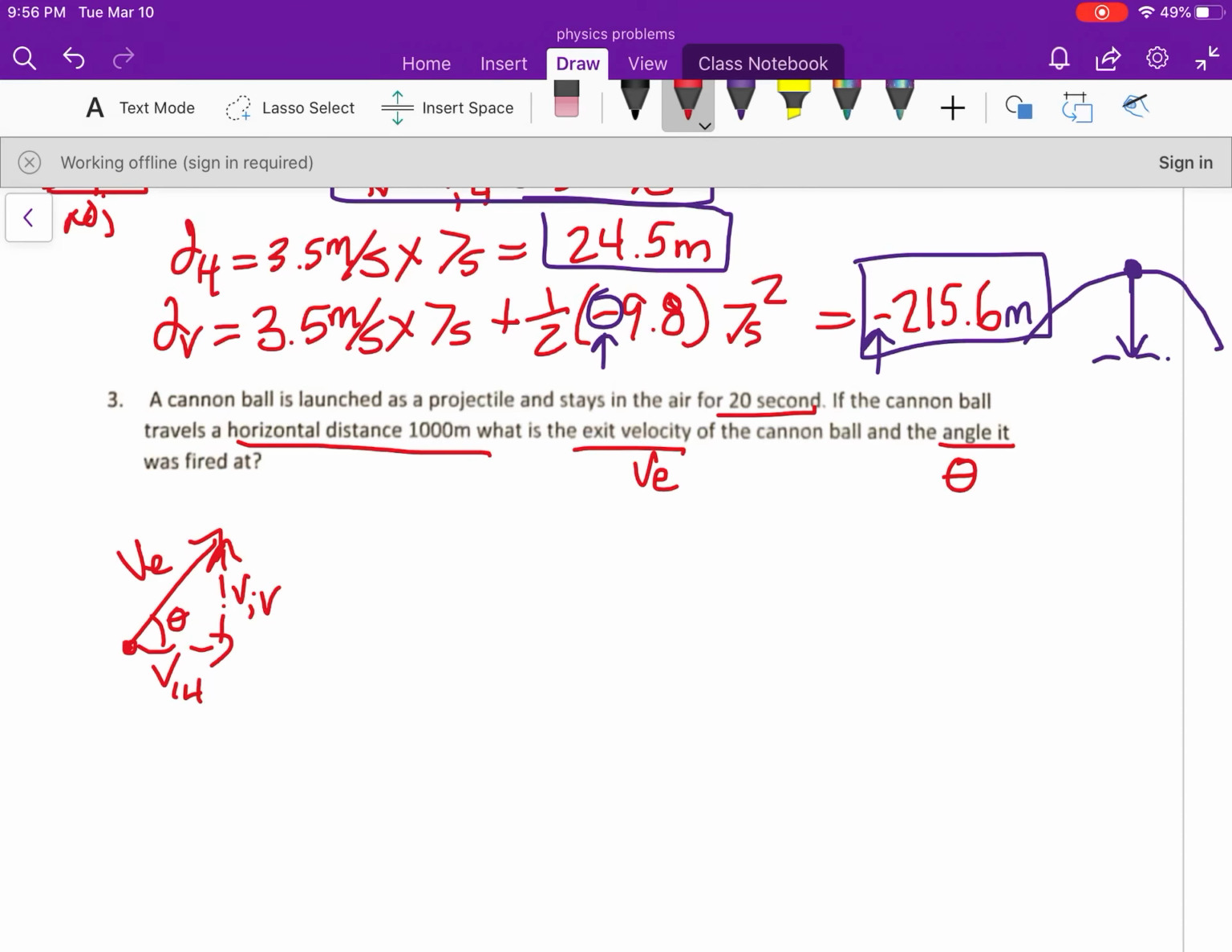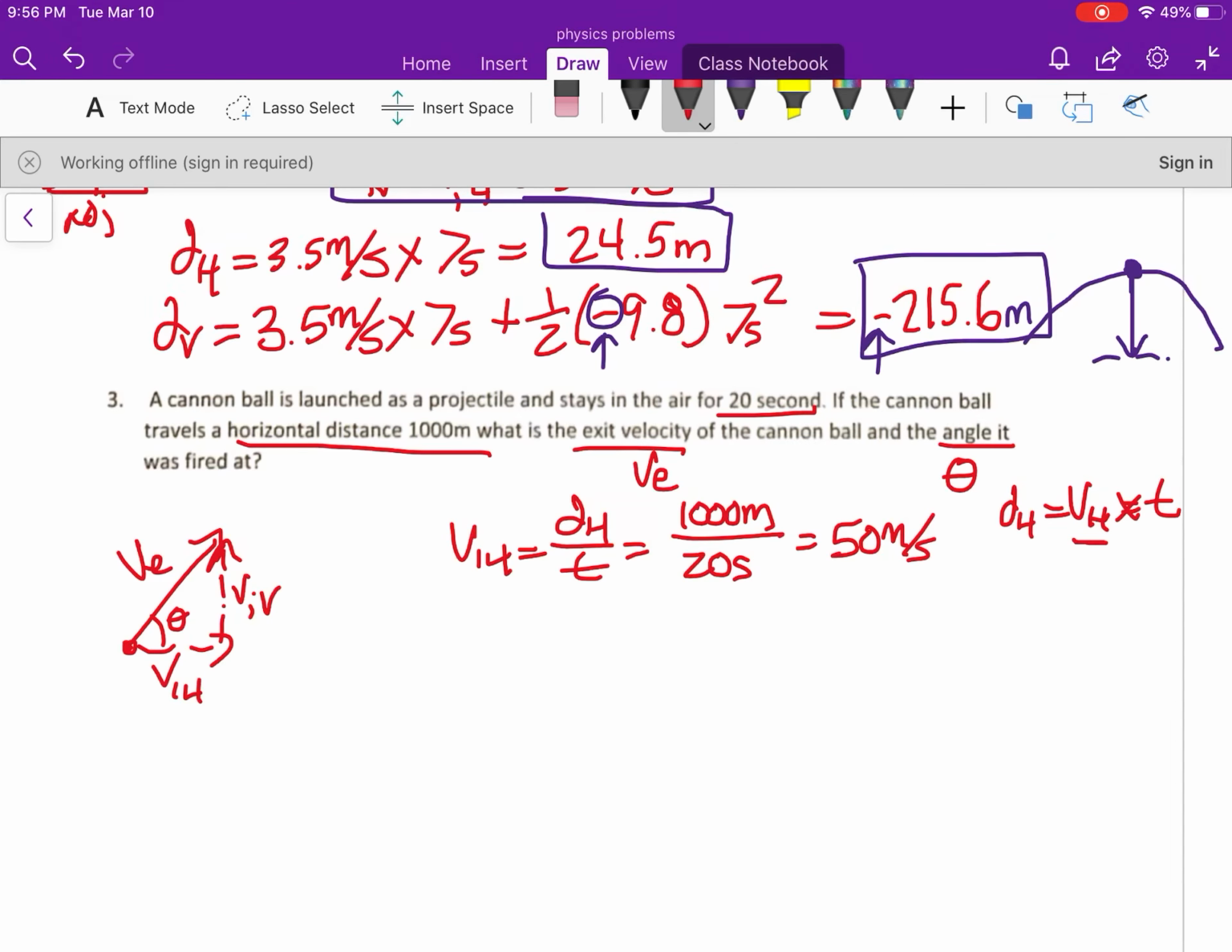So I have 20 seconds and I have my horizontal distance, so I can use that first equation to solve for my time. So I can solve for this V horizontal by rewriting my equation to say V initial horizontal equals distance horizontal divided by time. When I plug that in, I get 1,000 meters divided by time, which is 20 seconds. And when I do that on my calculator, I get 50 meters per second. And I can just go ahead and plug that in right in here. So this horizontal is 50 meters per second.